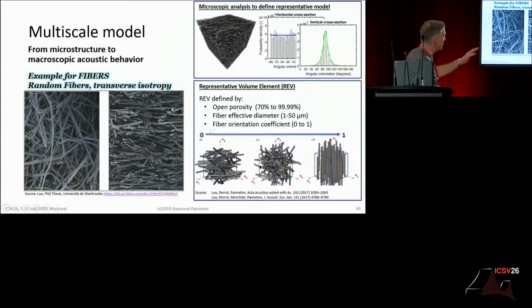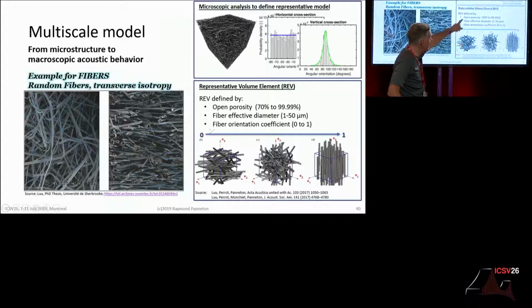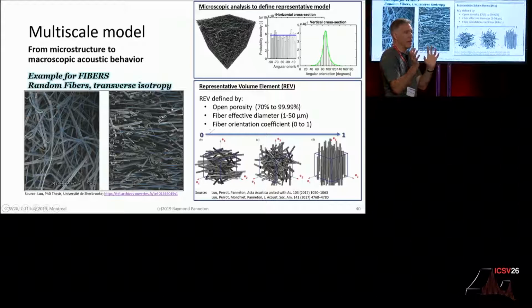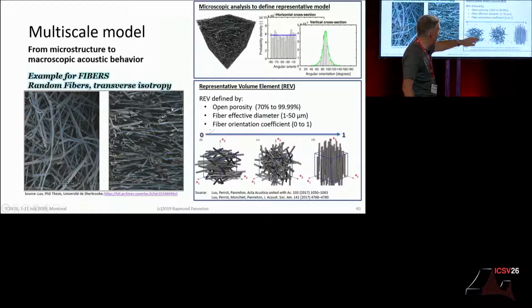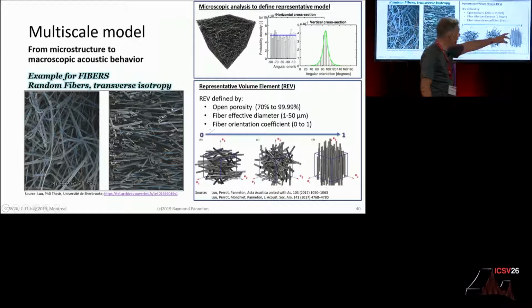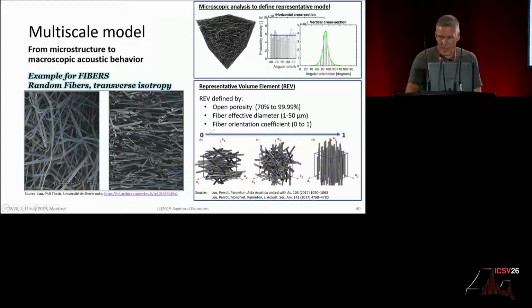Some examples of volume elements are given here. They are characterized by the open porosity, the fiber effective diameters, and the fiber orientation coefficient. And this coefficient is an indication of the type of organization of the fibers. If it's zero, it means it's a planar isotropy. If it's a ratio of 1/3, it means it's fully isotropic, 3D isotropy. And if it's one, you see that it is organized in the same direction. So this is for fibers.